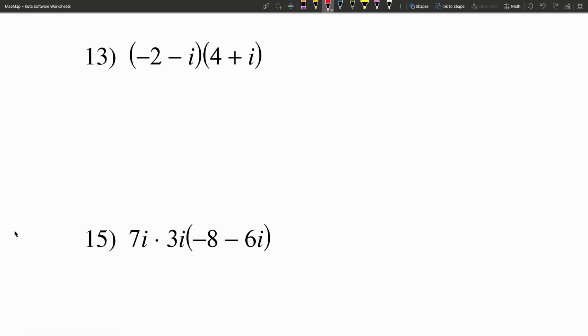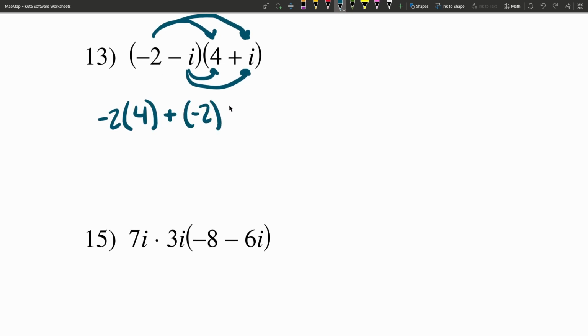Moving on to number 13, we have the complex numbers negative 2 minus i, and then 4 plus i. Notice that these are in parentheses, so we're going to need to do a little bit of distribution, a little bit of FOILing. So I'm going to start with my first, then multiply my outside, inside, and then finally last to expand out these binomials. So I'm going to have negative 2 times 4 plus negative 2 times i plus negative i times 4 plus negative i times i.